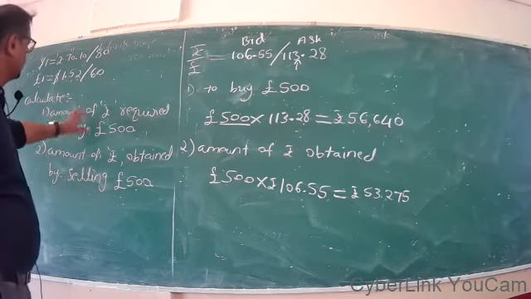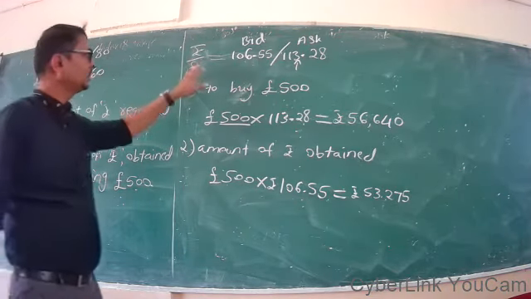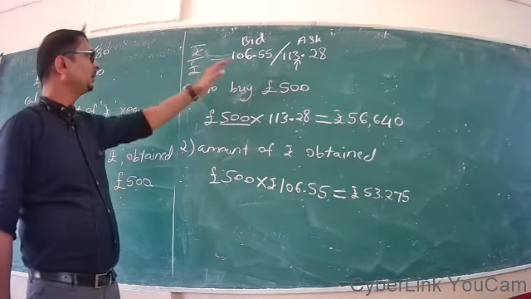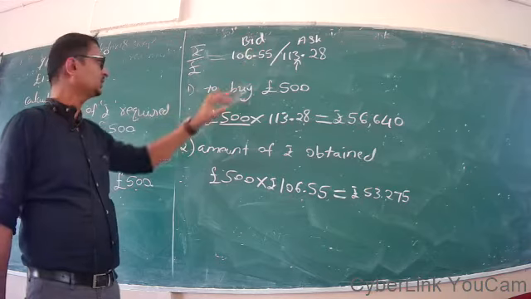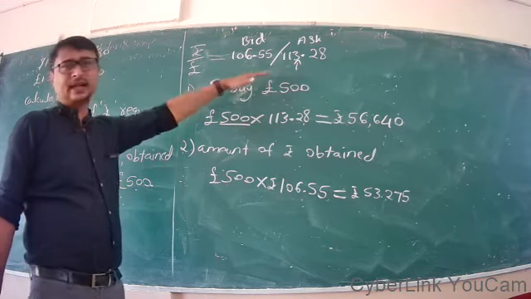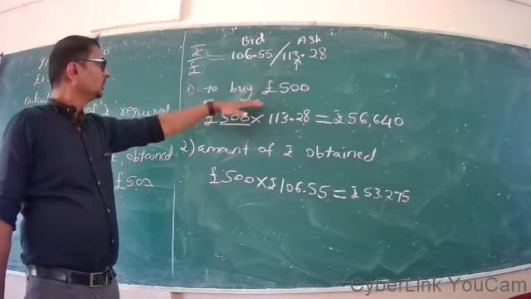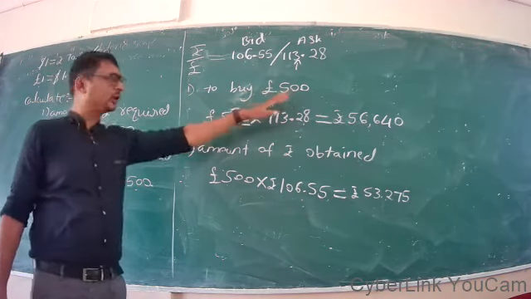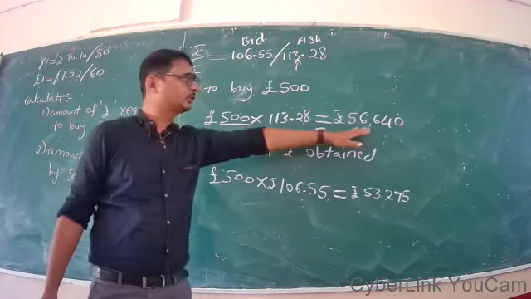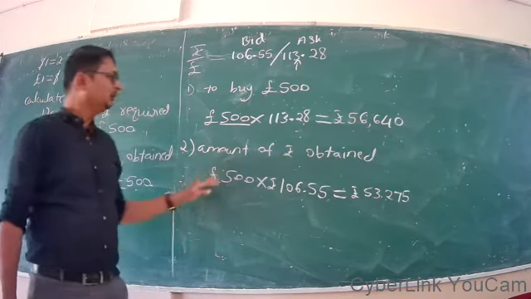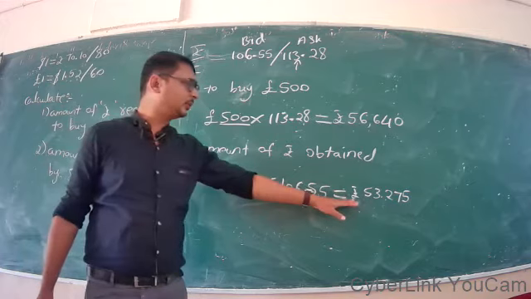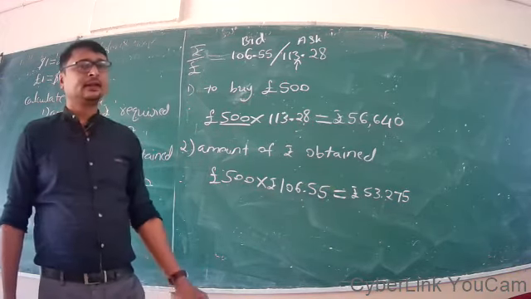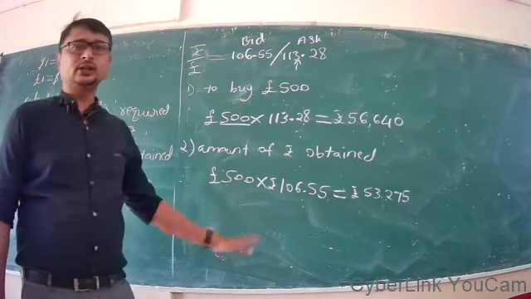They simply asked to establish the relationship between rupee and sterling pound. To establish rupee to sterling pound, we have multiplied bid to bid and ask to ask. So now we have a direct quotation. To buy 500 sterling pound, we have to pay rupees 56,640. If we sell 500 sterling pound, we obtain rupees 53,275. So with this we conclude today's class. Thank you.